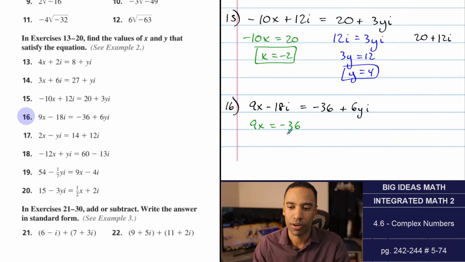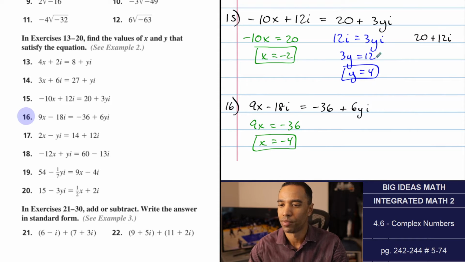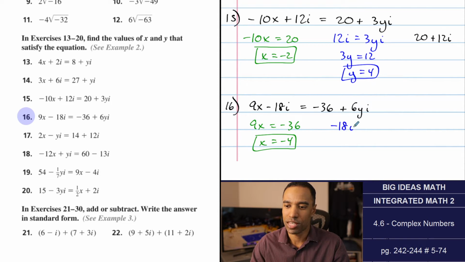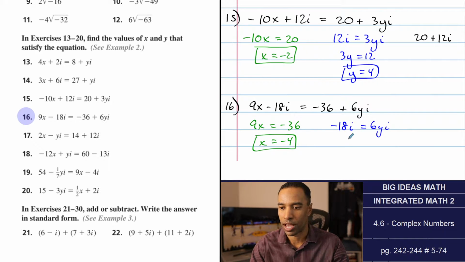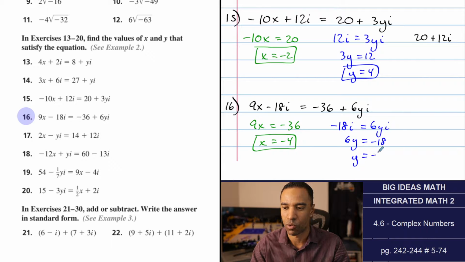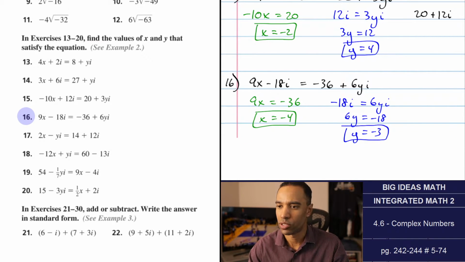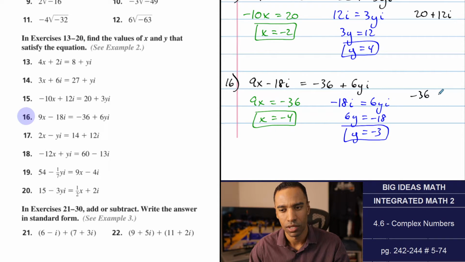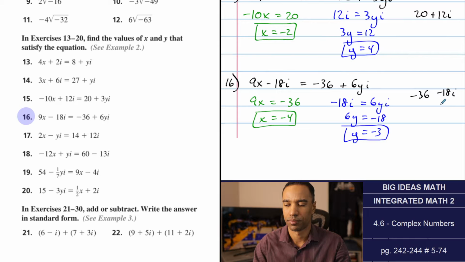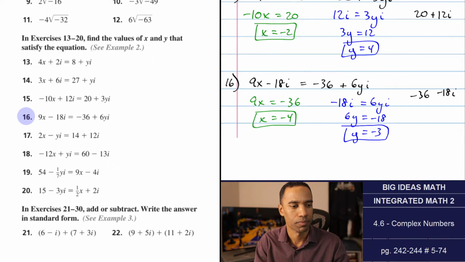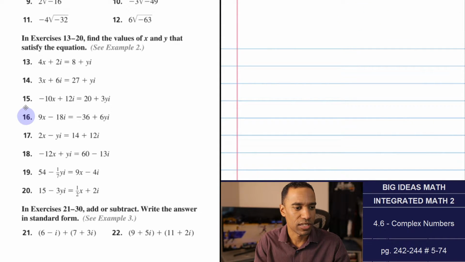9x equals negative 36 and divide both sides by 9. You get x equals negative 4. And then negative 18i equals 6yi. Just ignore the i's here, where we get 6y is negative 18. Divide both sides by 6, you get y equals negative 3. So it looks like the result of those two is the complex number negative 36 minus 18i. Boom. Boom, skis.